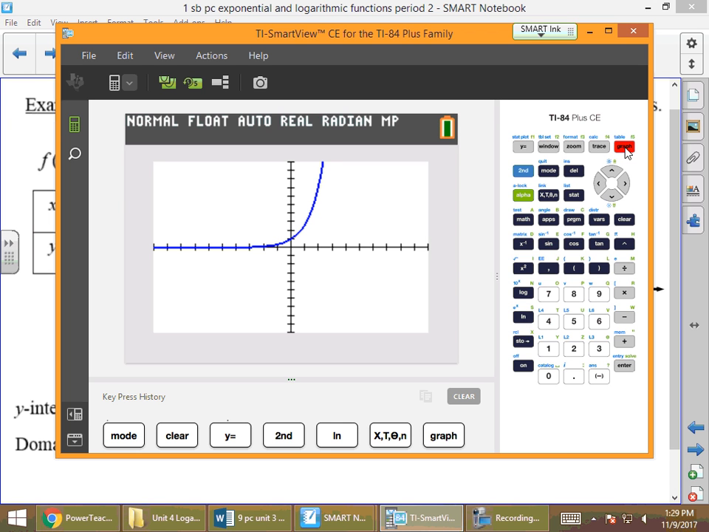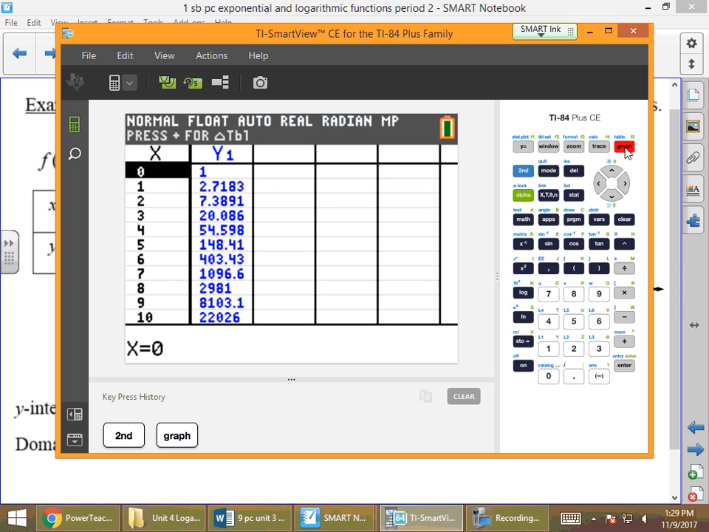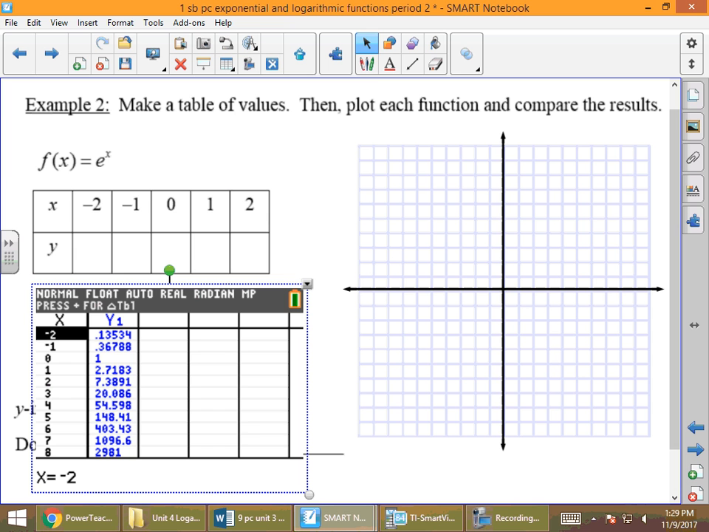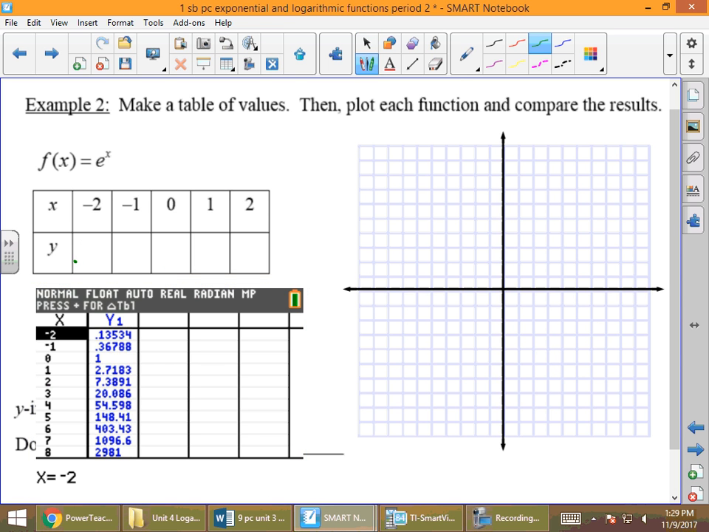And the values in our function, when we look at our table, are not going to be very nice numbers. As you can see, lots of decimals in them, and I think I started at -2. So we fill in this table, and we have -2 is 0.13, and -1 is 0.37, and 0, 1, and 1, 2.7, and 2, 7.4.